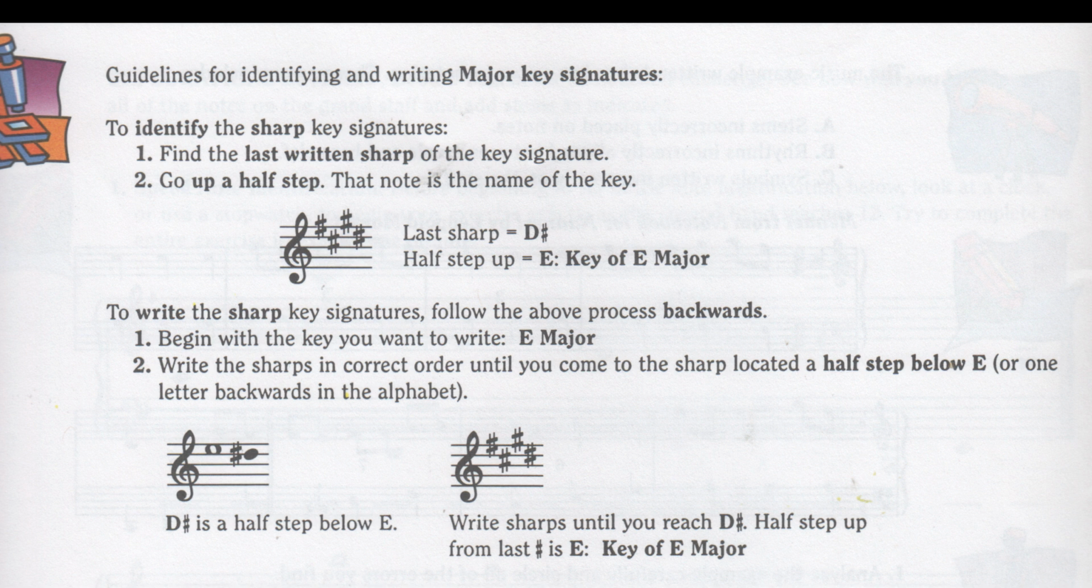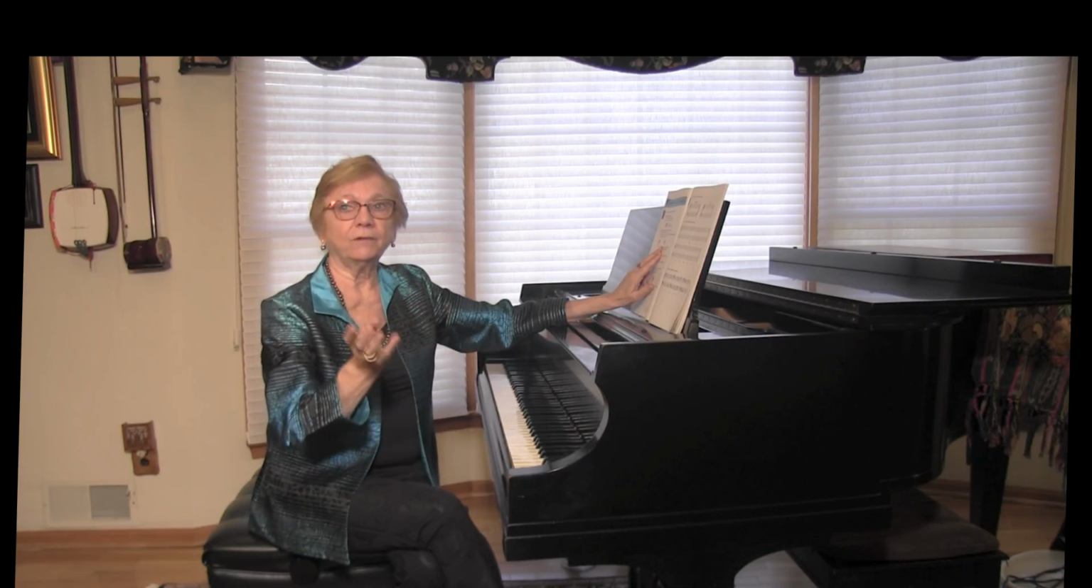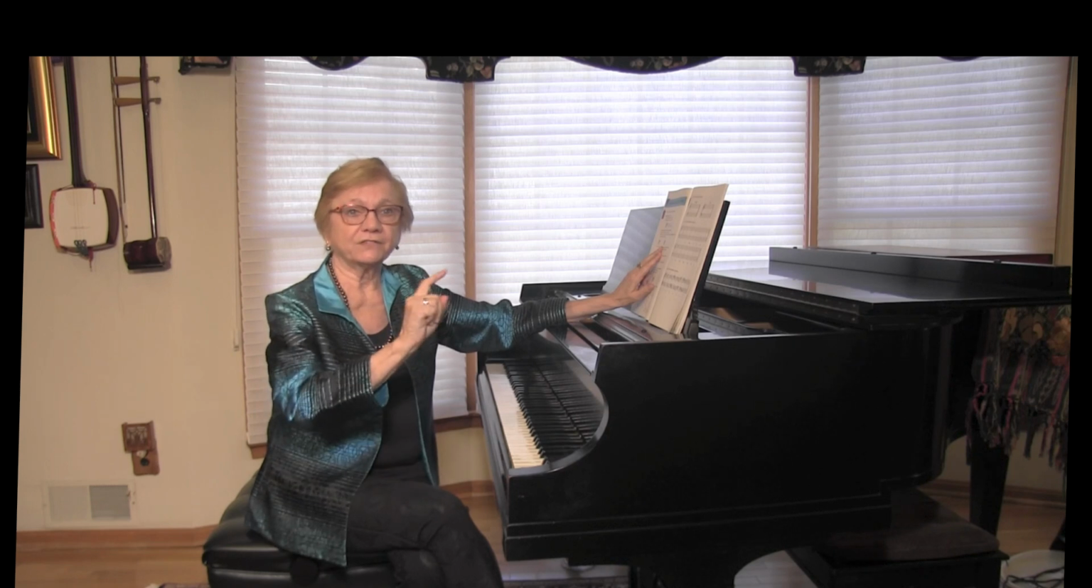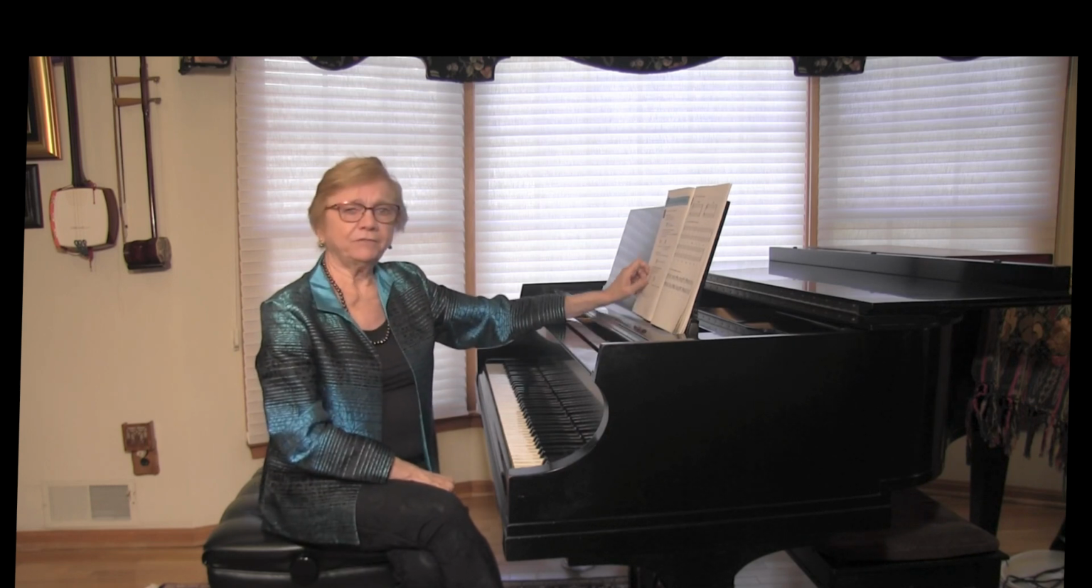To write the sharp key signatures, you follow it backwards. I want to write the key signature of E major. Let's see, E, the letter before it in the alphabet is D, D sharp. So now I write in order F, C, G, D. There you are. So you just have to know that relationship, one back in the alphabet or a half a step back. How about flats?